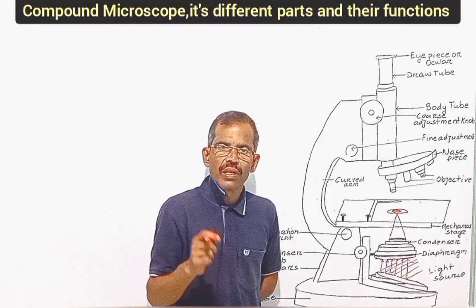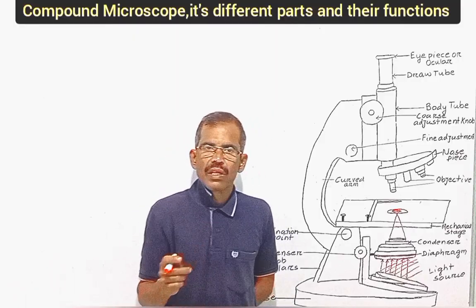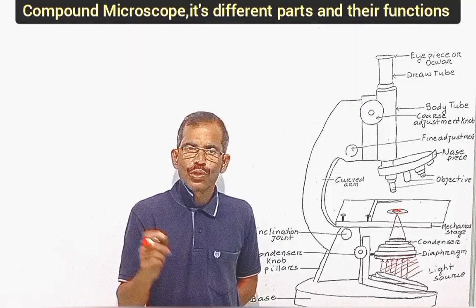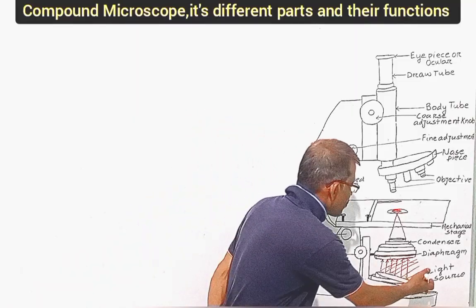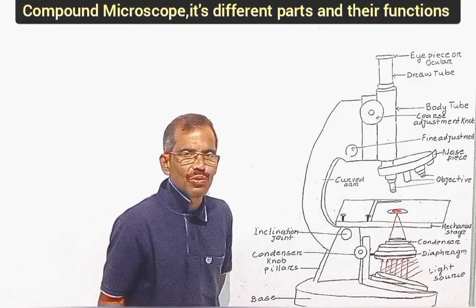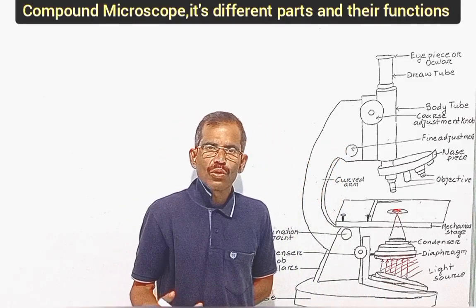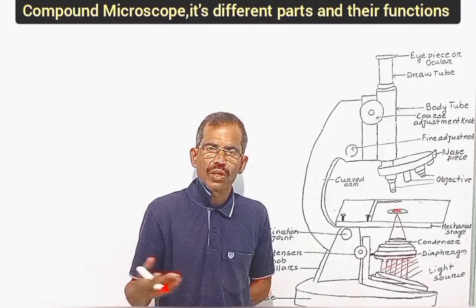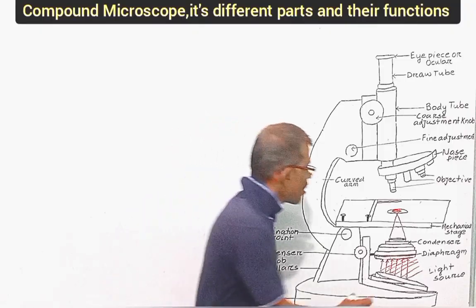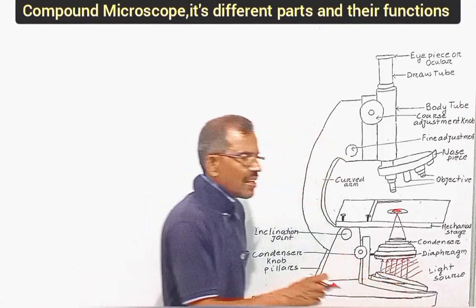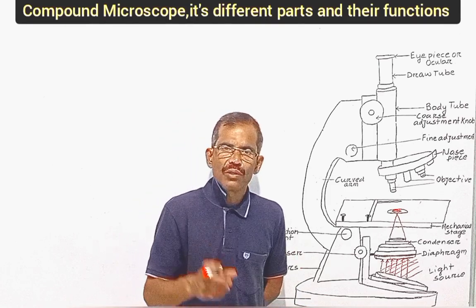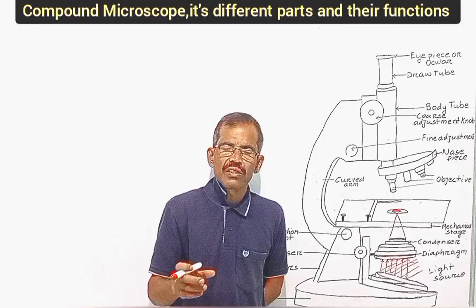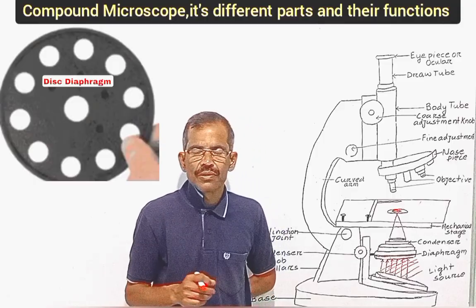Number two, field diaphragm. In advanced microscopes, a second diaphragm which is located right above the source of light is used. This is known as the field diaphragm, whose main function is to control the overall size of the illuminated area. It reduces stray light and glare without affecting the quality of the image.